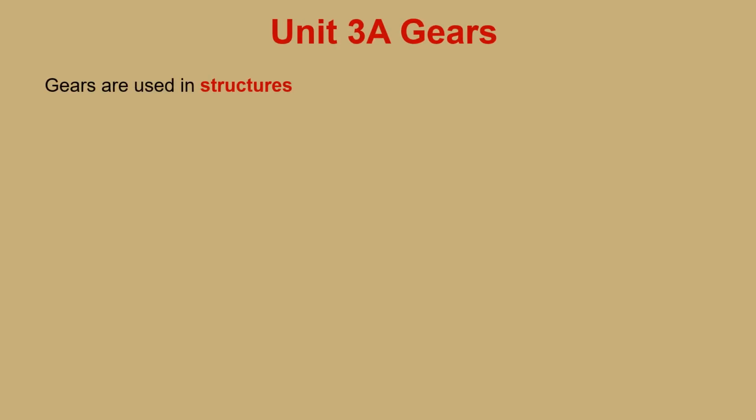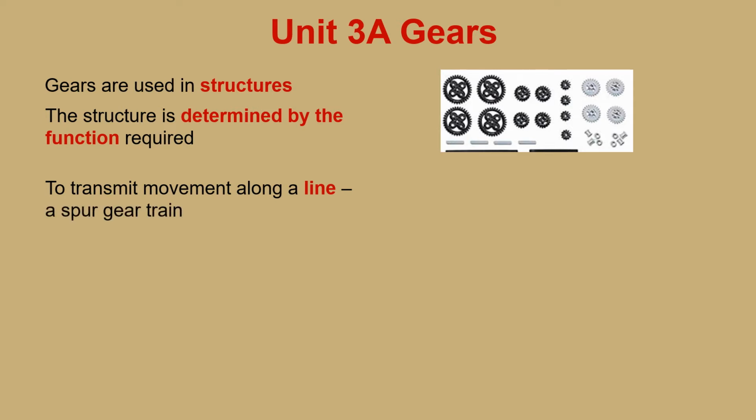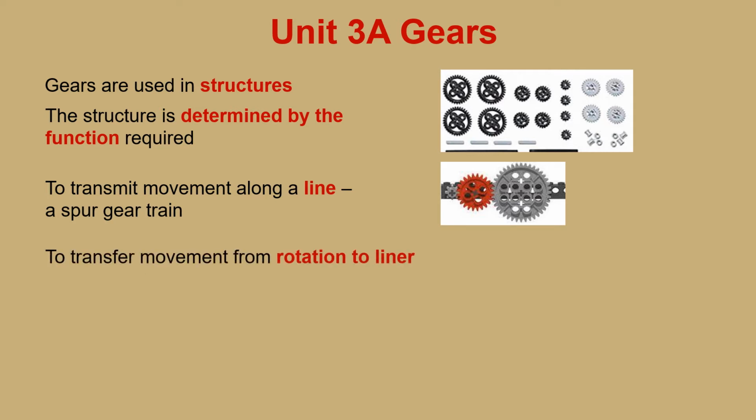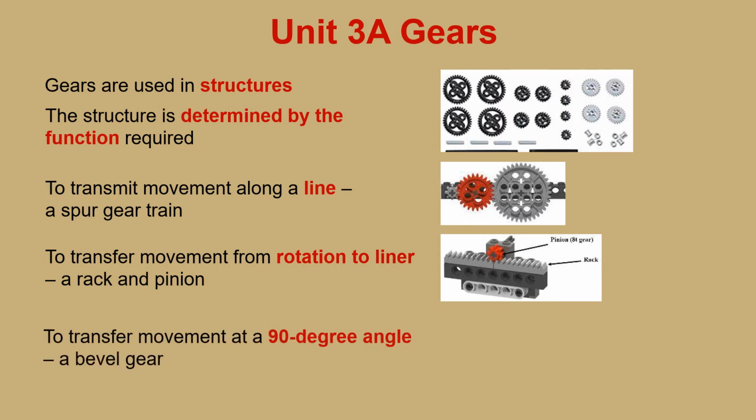So with gears, it's always good to see the structures and to display and to discover the structures. So here's a whole range of structures, and that's determined by the function that's needed. To transmit movement along a line, we usually use a spur gear with 1 or 2 or 3 idles in between the gears. Then we can also transfer motion from rotation to linear, and that's usually the rack and pinion structure. In this case, we've got the pinion, which is the one that's attached to the motor, and then the rack that moves linearly. And then to transfer movement at a 90-degree angle, we can use a bevel gear, where the gears are usually meshed at 90 degrees.